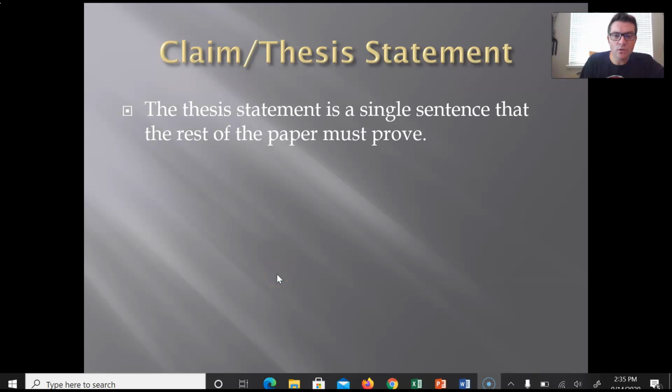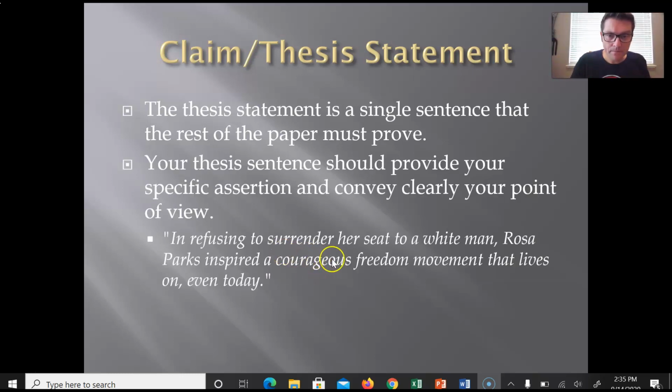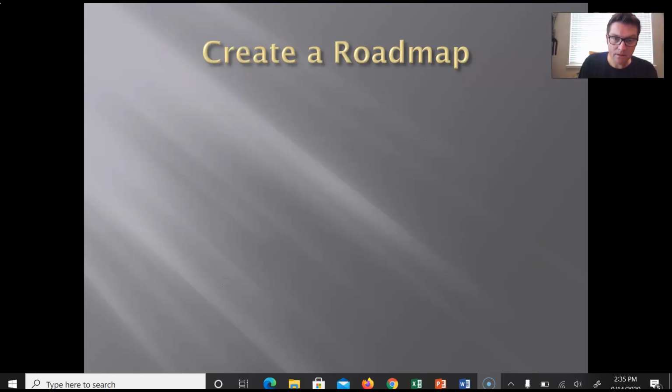And finally, you end up with your thesis statement, right? The thesis statement is that single sentence that the rest of the paper must prove. It is your claim, right? It is a claim that is debatable. It is a claim that has to be proven with evidence. And for your paper, for this first paper, the evidence, as I said, could be your personal experience, but it's also going to be quotes from the readings. All right? So here's an example. "In refusing to surrender her seat to a white man, Rosa Parks inspired a courageous freedom movement that lives on even today." Okay?